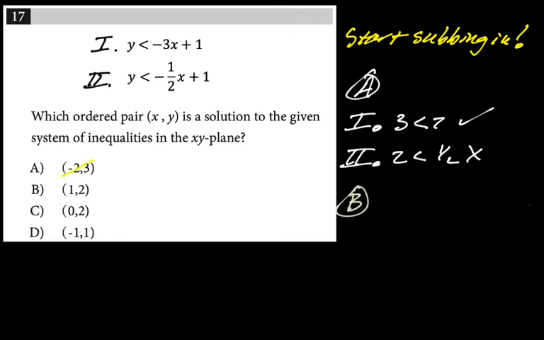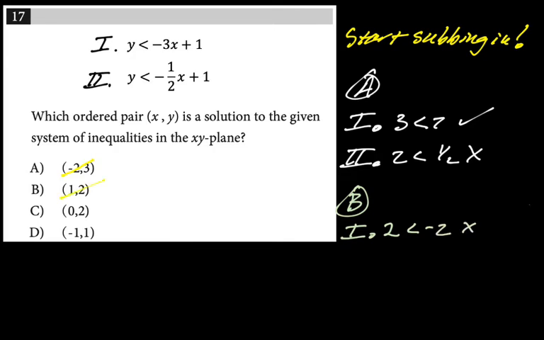All right, let's look at B. When we plug in 2, we'll get 2 is less than -2 when I plug into 1. 2 is not less than -2, so B cannot be the answer.